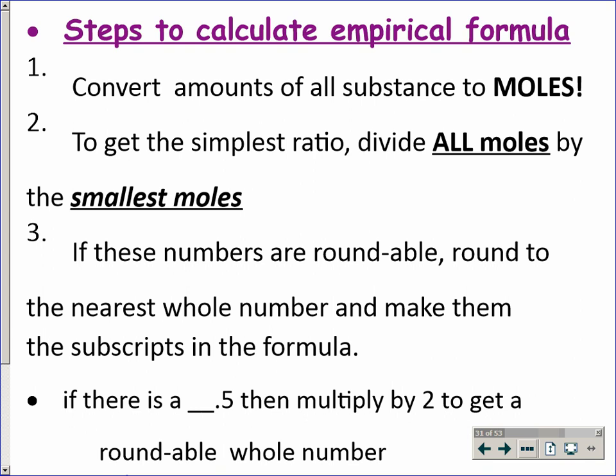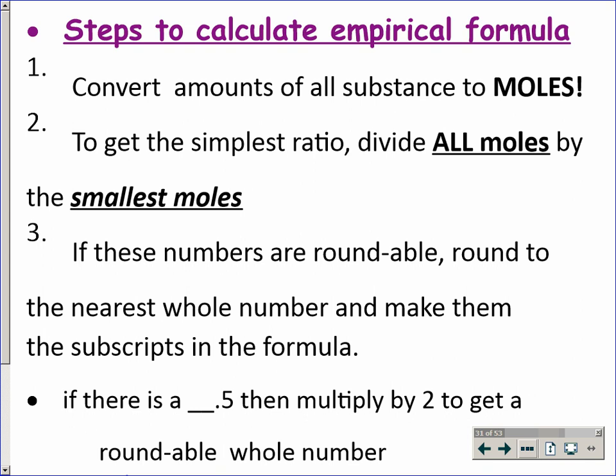I know my light is out up here, so it's harder to see. I'm just going to call this out loud. Step 1: convert amounts of all substances to moles. Simplify that for me, Chris. Give me like 2 words. That's 3 words. I'm going to say get moles. There you go. Get moles.